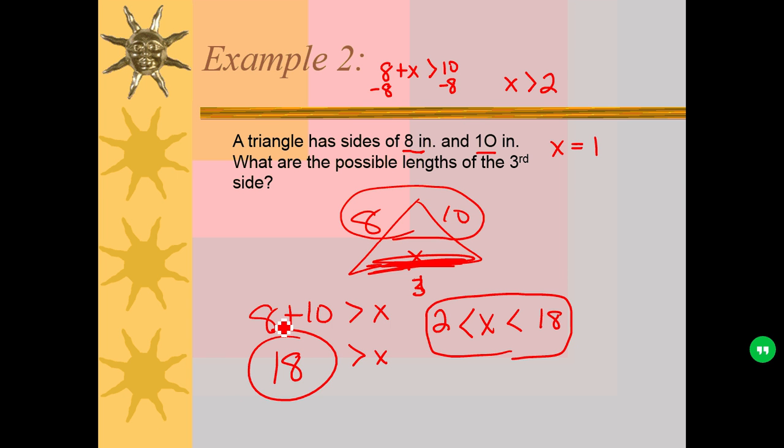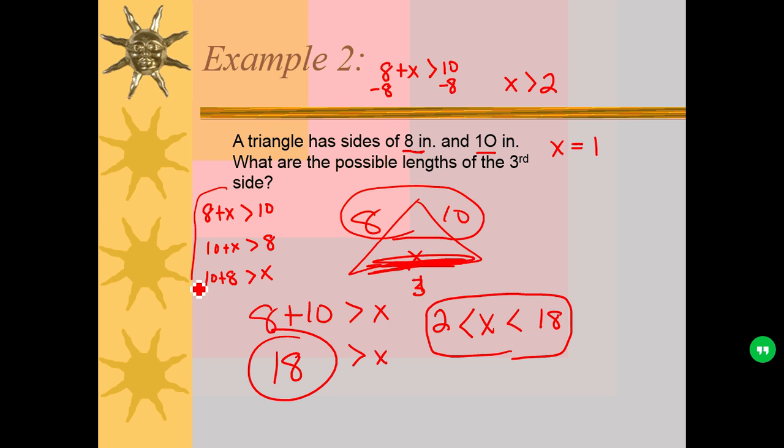And how do I know that? The reason I know, again, is because any two sides, when I add them together, have to be larger than the third side. So I know that 8 plus x has to be larger than 10. I know that 10 plus x has to be larger than 8. And I know that 10 plus 8 has to be larger than x.